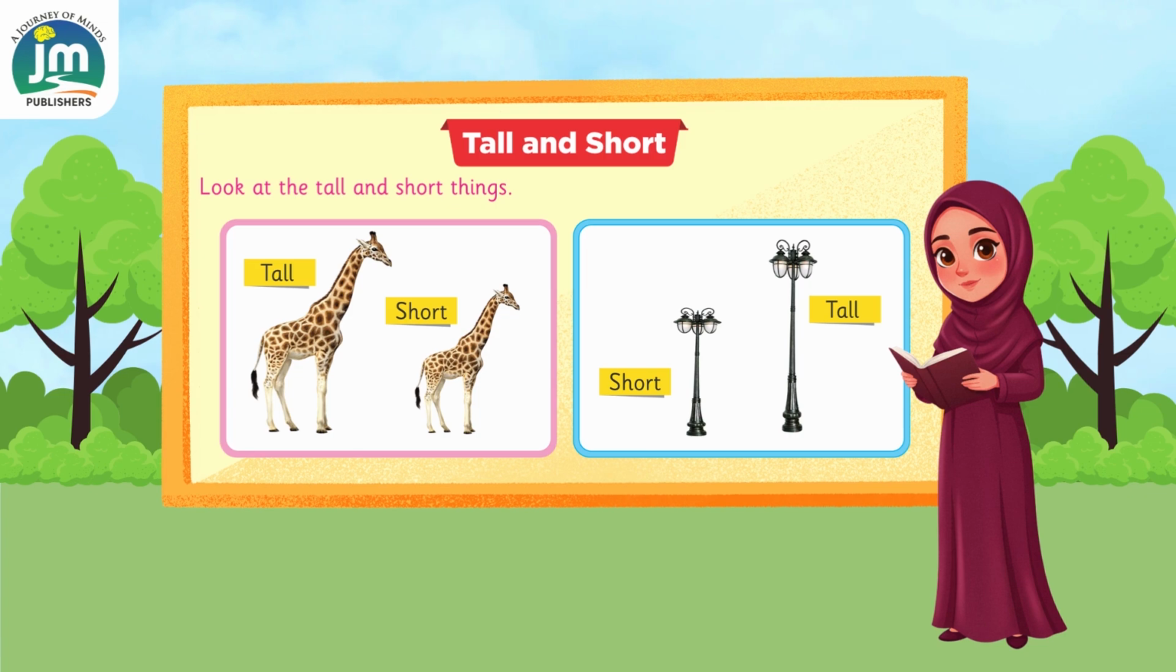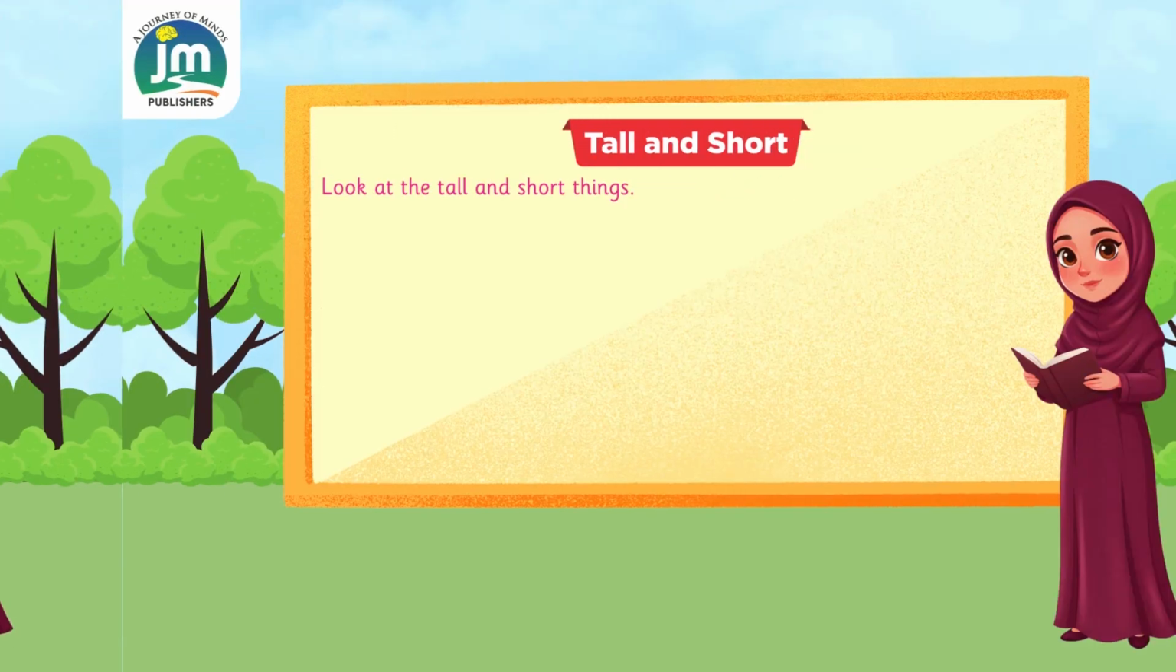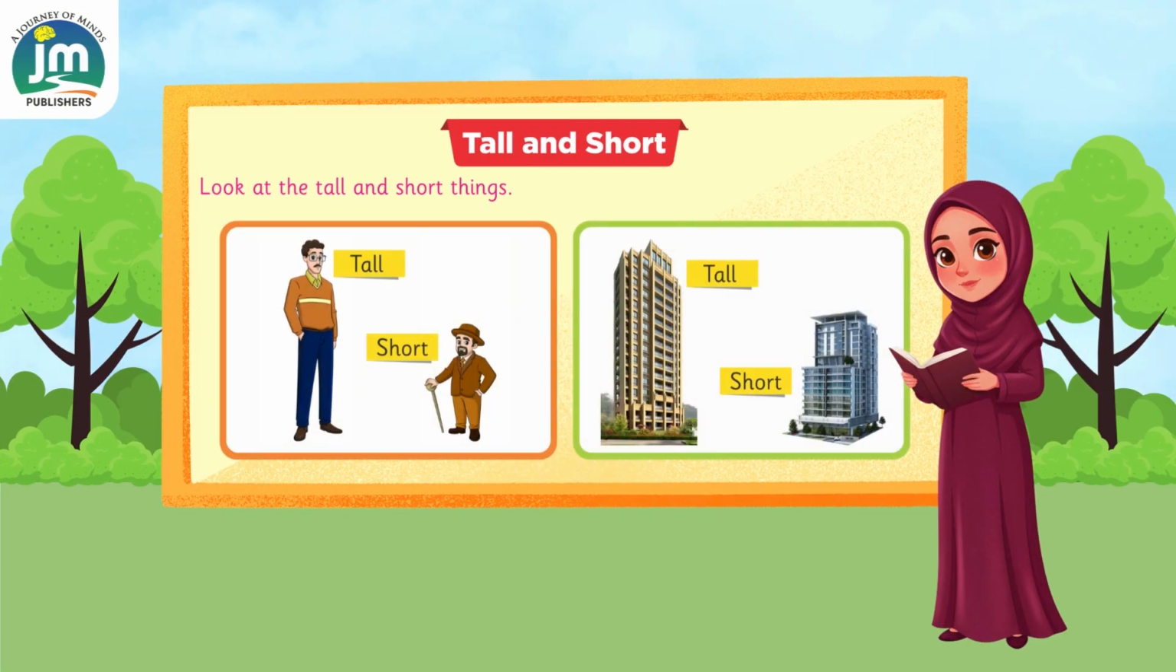Look here, this is a tall giraffe and this is a short giraffe. Here we have street lamps. This street lamp is short and this street lamp is tall. Look at the men. One man is tall and the other is short.